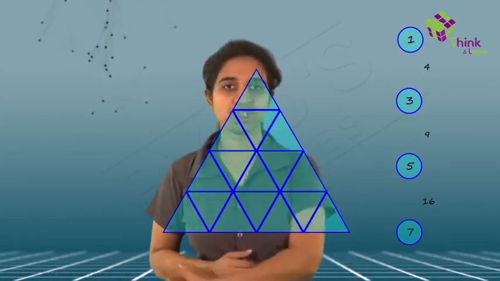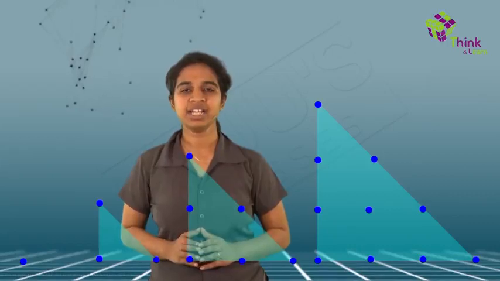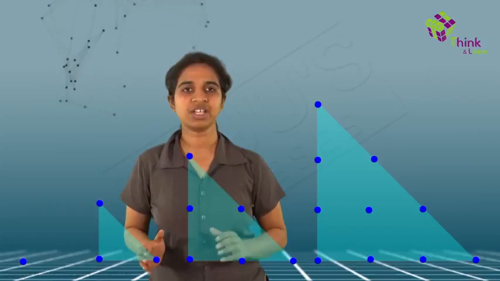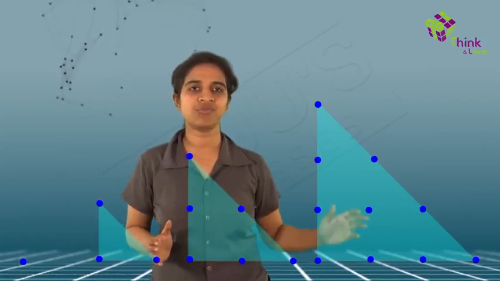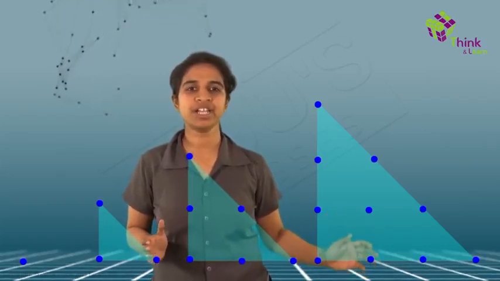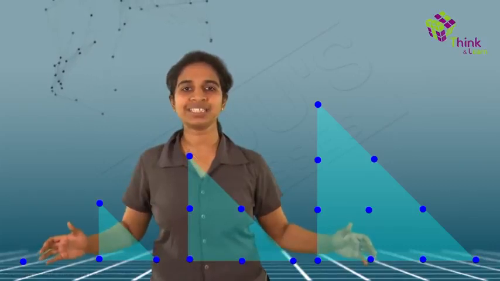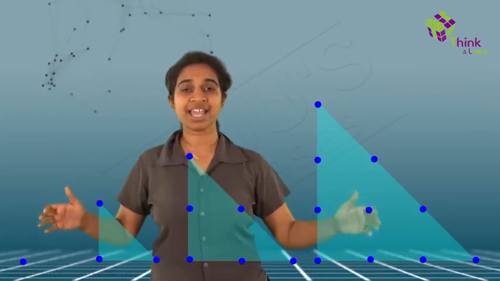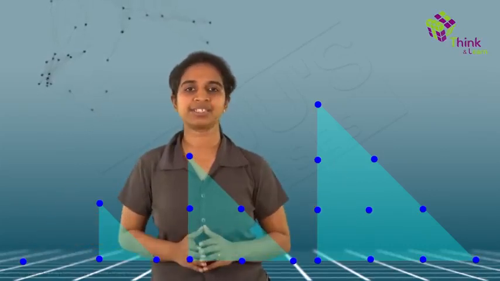There's another way we can visualize triangles. Let's take 1. Then I have 1 and 2, 1, 2 and 3, 1, 2, 3 and 4. These are all triangles, right? The first one has just 1 point. The second one has 3 points. The third one has 6 points. The fourth one has 10 points, right? So we call all of these triangular numbers because as you see, they form triangles, right?